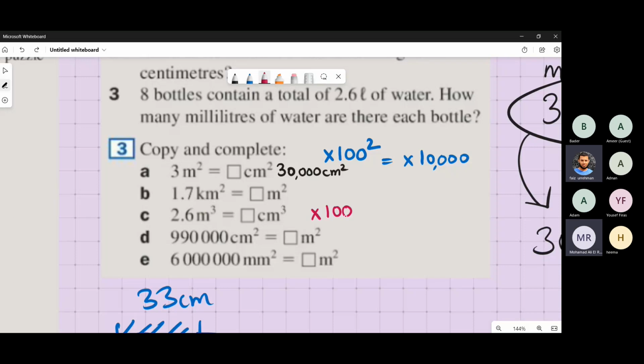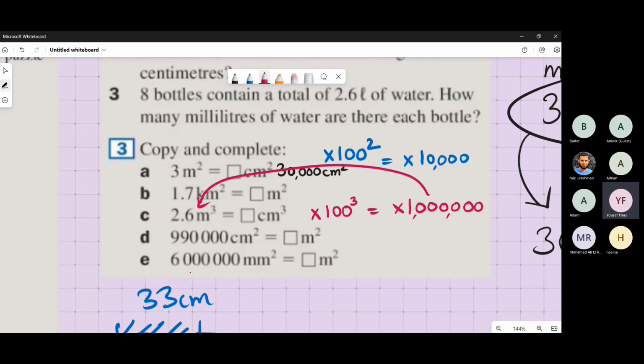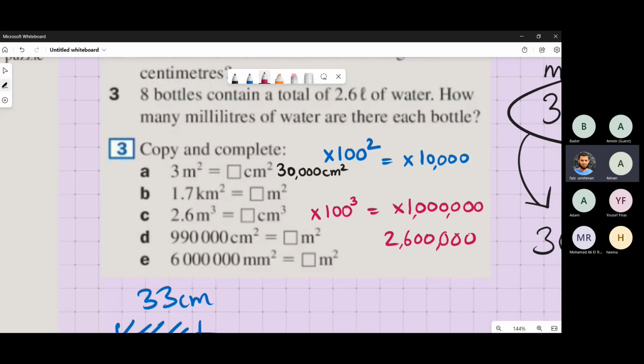Okay. So 100 is the conversion factor, but there is a power in the question, right? So what are we going to do? We are going to apply this power to the conversion factor. So 100 will become very big. How many zeros will be there? 6 zeros, because 100 multiplied by 100 multiplied by 100. So it will be 1 million. And 1 million multiplied by 2.6, what will be the answer? 2,600,000 centimeter cube. So you guys already know this.